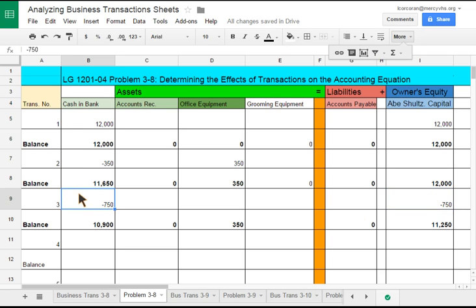So now I have to get my balance again. I see that 11,650 take away 750 is 10,900. We're still not owed any money, so we bring down the 0. Our office equipment stays the same. Nothing happened there. We also have not purchased any grooming equipment. That would be a 0. We didn't borrow any money, so it's a 0. And then our capital is now decreased by 750, so it's 11,250. When you add these numbers up, you should get 11,250. If not, you're doing something incorrectly.